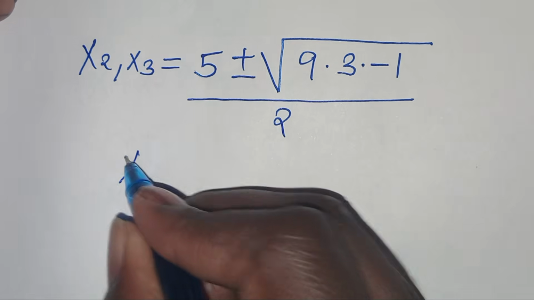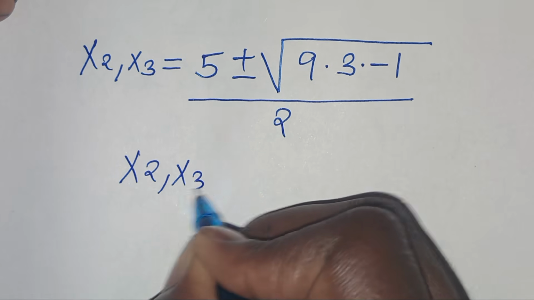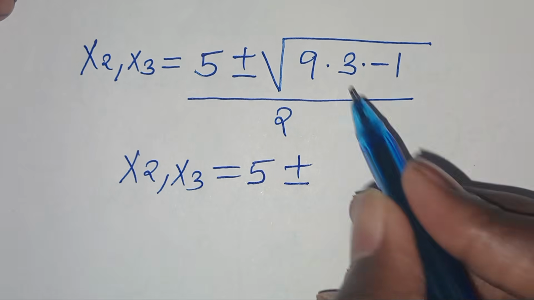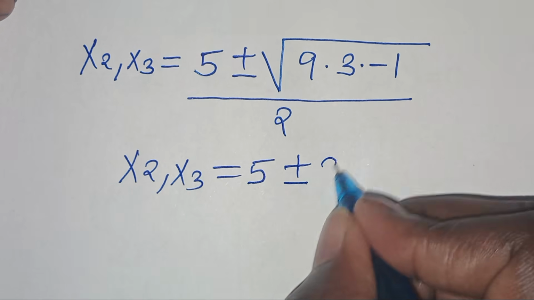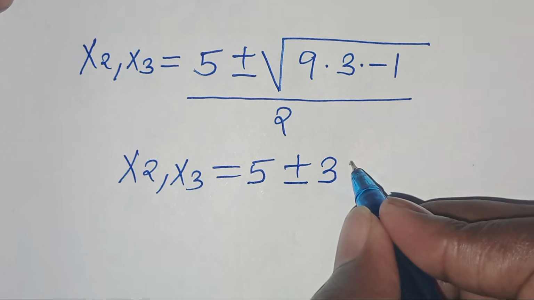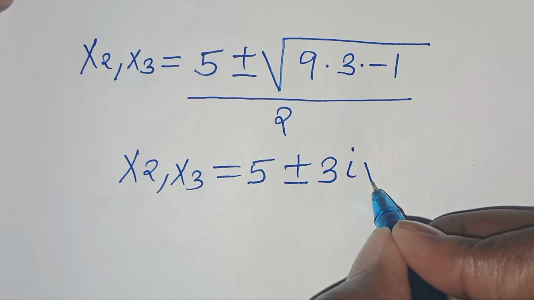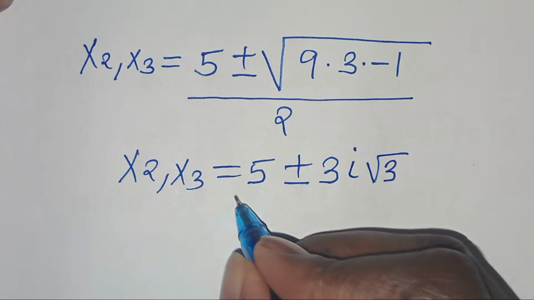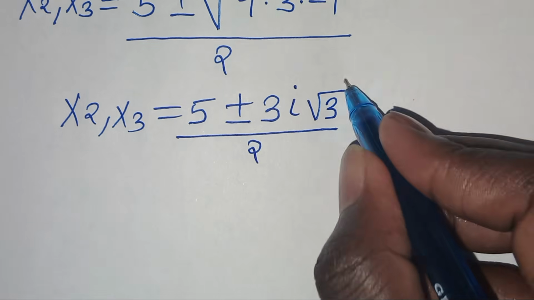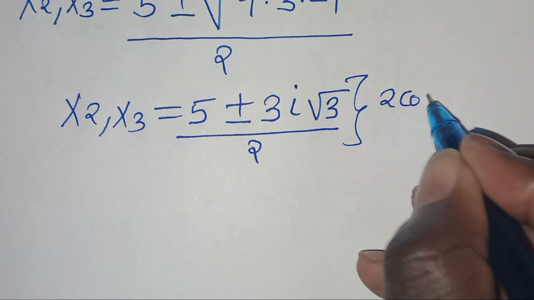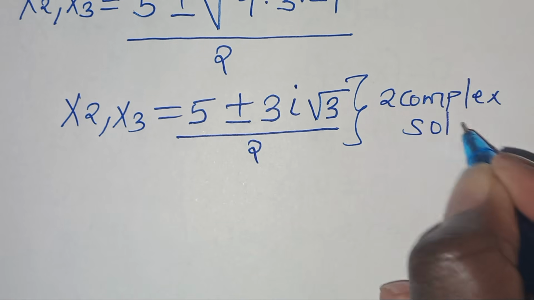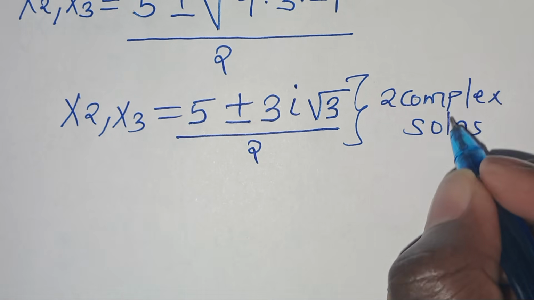Now we have x2, x3. This is equal to 5 plus or minus the square root of 9, which is 3, the square root of minus 1, which is i, then the square root of 3, everything here divided by 2. So these are two complex solutions under case 1.